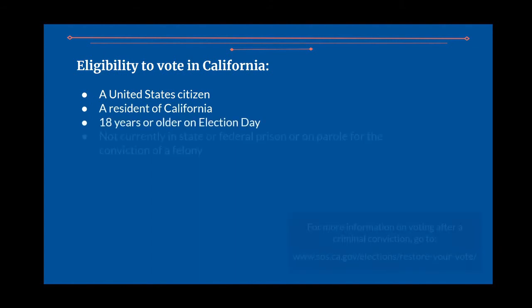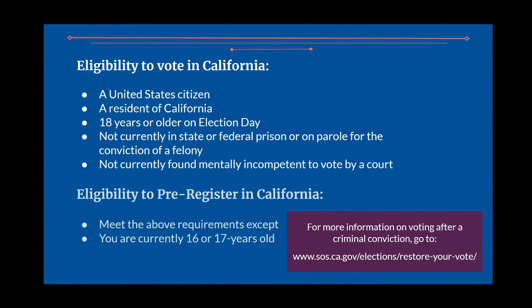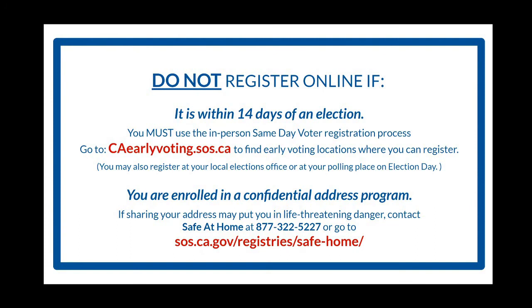years or older on election day, not currently in state or federal prison or on parole for the conviction of a felony, and not currently found mentally incompetent to vote by a court. 16 and 17-year-olds that meet the other eligibility requirements may pre-register to vote. Most eligible California voters can register and pre-register online.